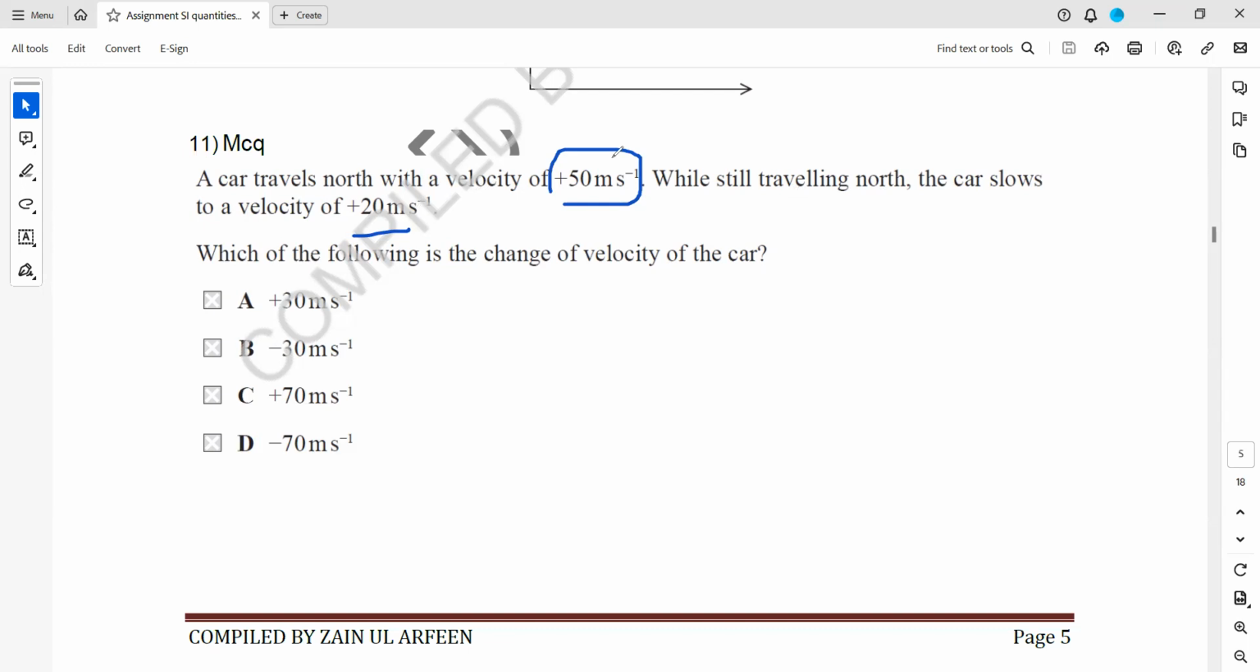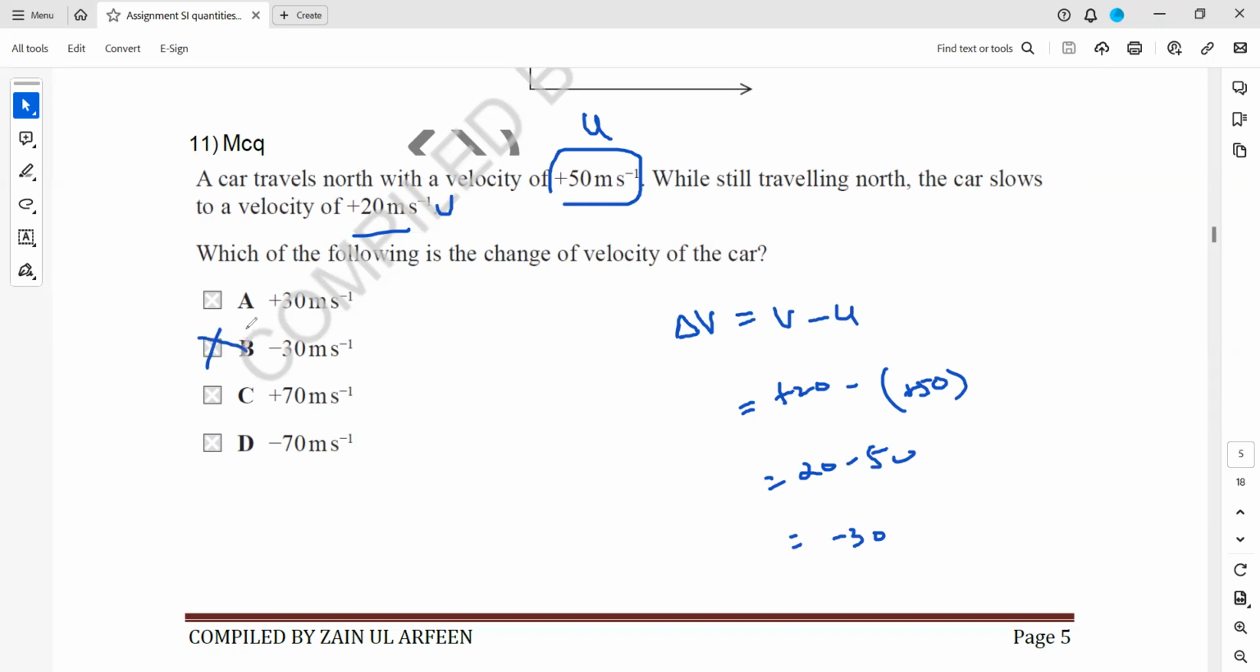Look, this is the starting velocity, this is the final. How do we work out the change in velocity? Change in velocity is always final minus initial. The final was plus 20 and the initial was plus 50. When we simplify, 20 minus 50 is equal to minus 30. So B will be the right answer.